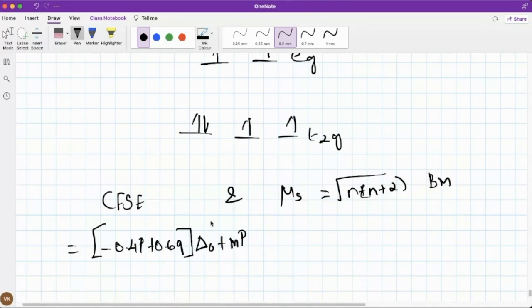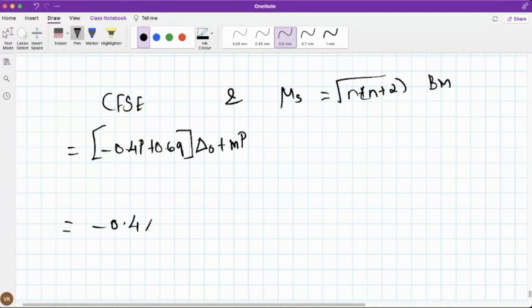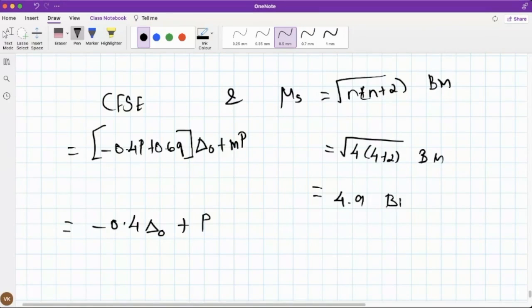Everyone calculate and let me know the value. Spin only magnetic moment mu is equal to root 24, which is 4.898. What about CFSE? Minus 0.4 delta naught. How many pairing electrons are there? One, so one P. With 4 unpaired electrons, root of 4 into 4 plus 2 Bohr magnetons. The total answer will be 4.9 Bohr magneton.